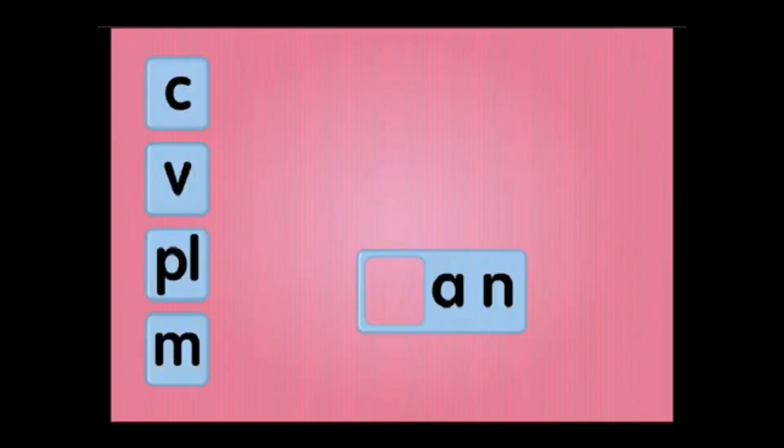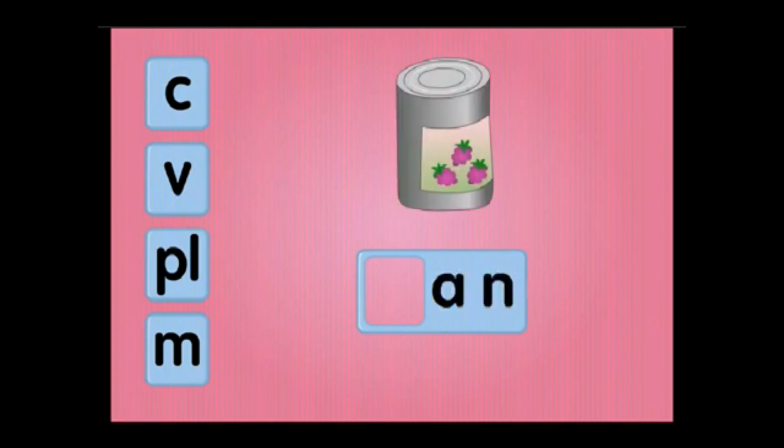Make a word with an that matches the picture. Then add the silent E. Can. Which letter or letters make the word can? The letter C, V, P, L, or M. You decide.